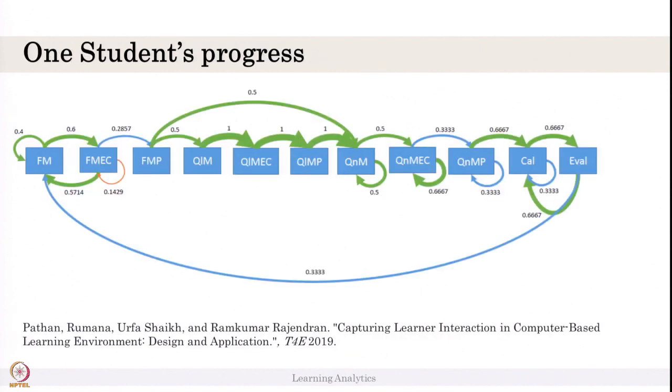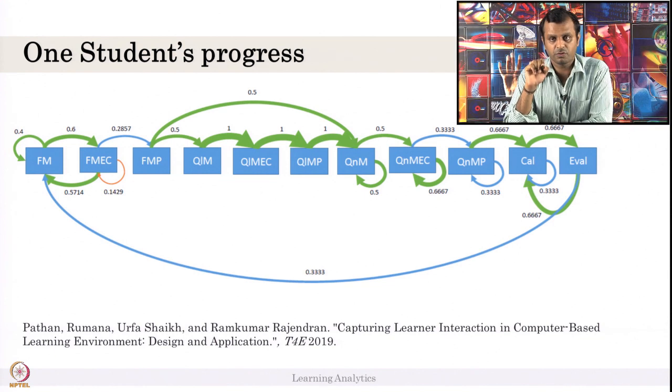This is the transition diagram based on a student's interaction with the system, one student's progress, and it is from this particular paper. If you want to know more about this transition, you can check this paper on the internet. Let's look at this transition diagram in detail. It is not indicating where the student started. That is very important: start and end are not indicated.